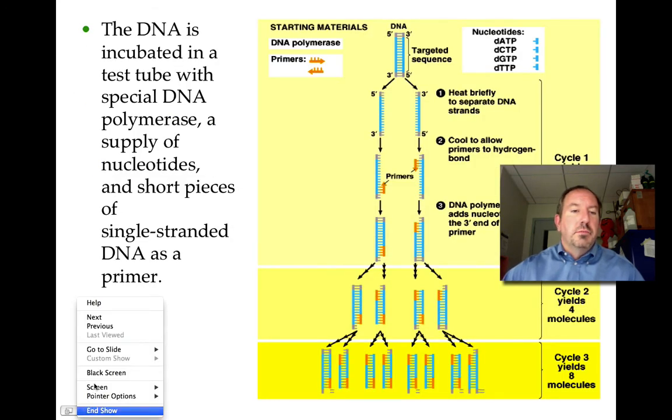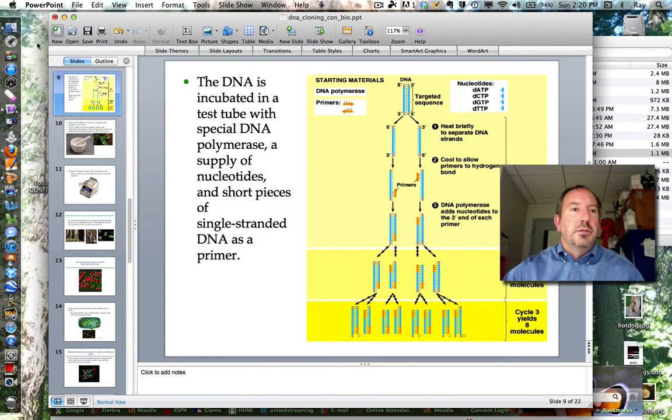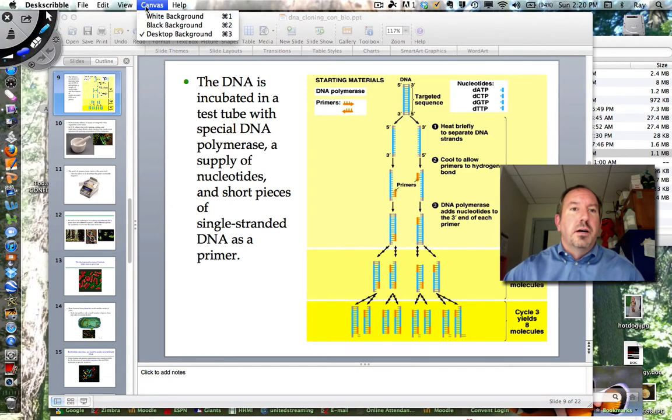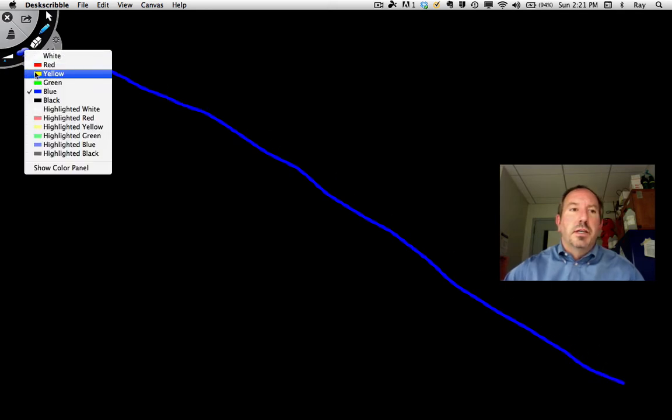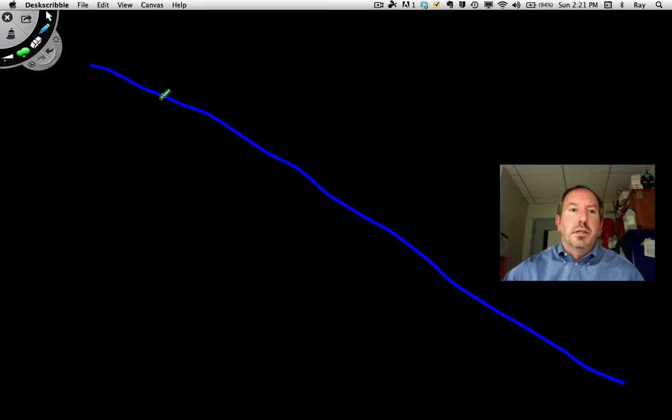Let me actually come over here and close the slideshow and try to draw something. Here's all of the redwood DNA, and we're interested in just, let's say, this area right here. This little area is what we would refer to as a gene. And so we want this, and we want many copies of this.